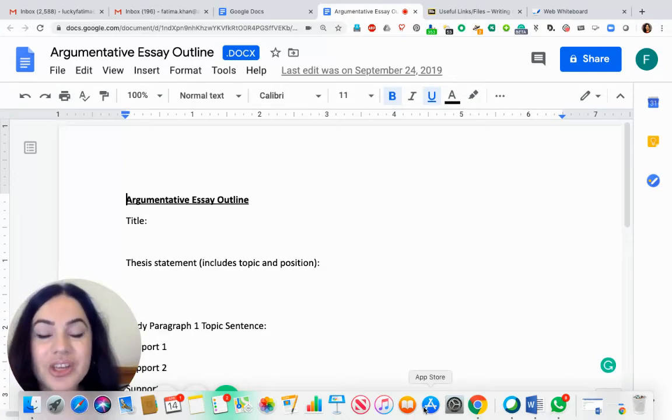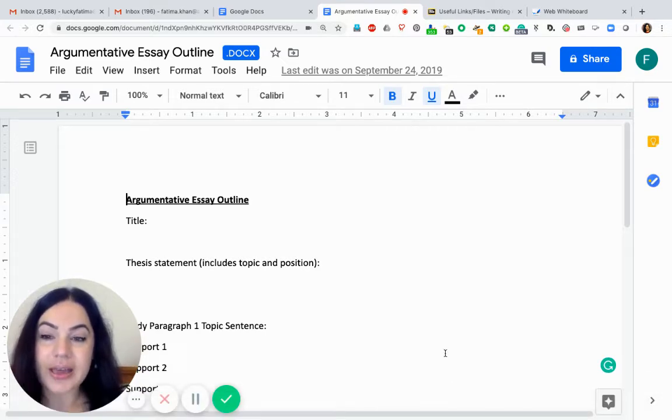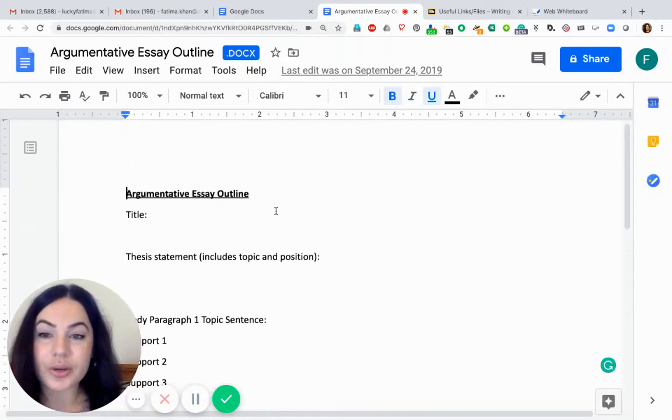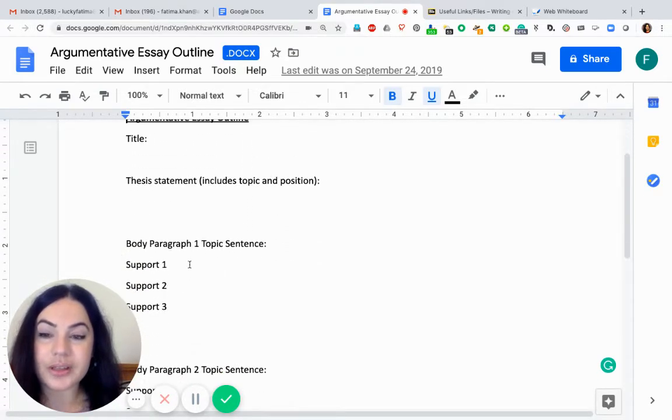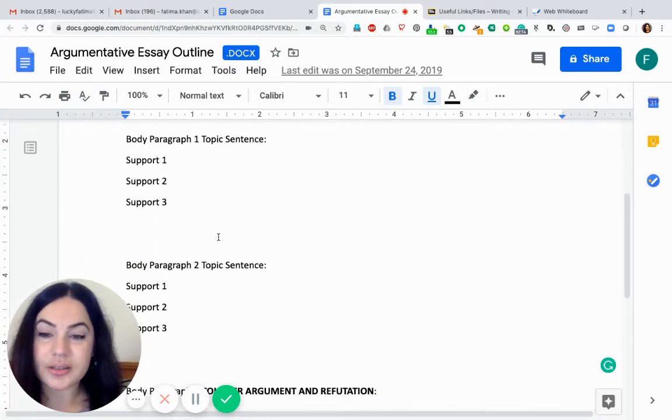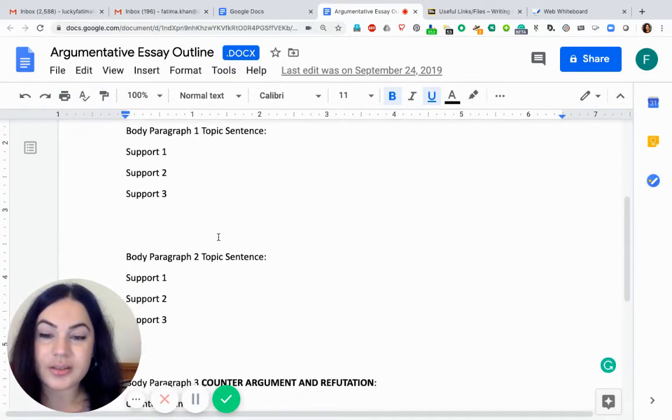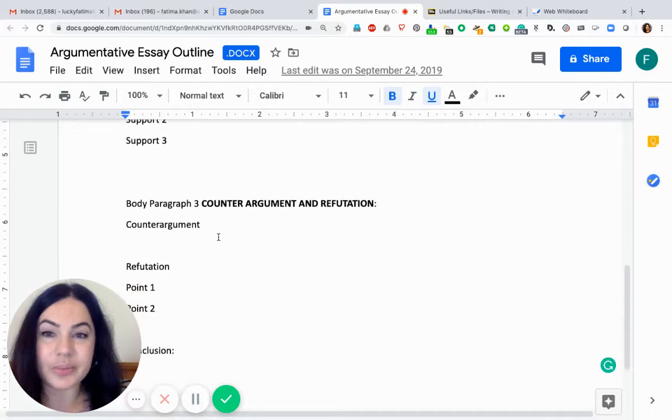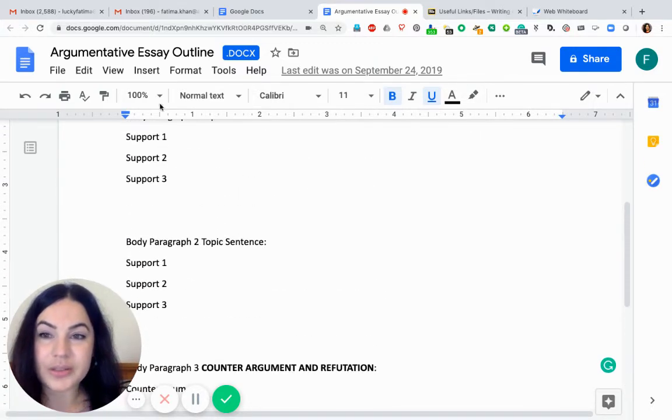Okay, everybody. So we've had a little introduction to argumentative essay writing. Now we're going to look at an argument essay outline. So take a look at this. Looks very similar to the outline that we've seen before. What do you notice that's different about it?